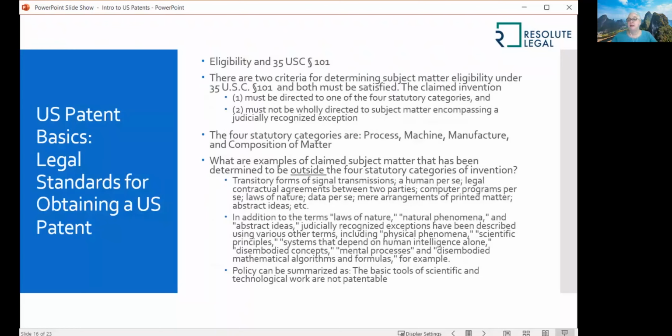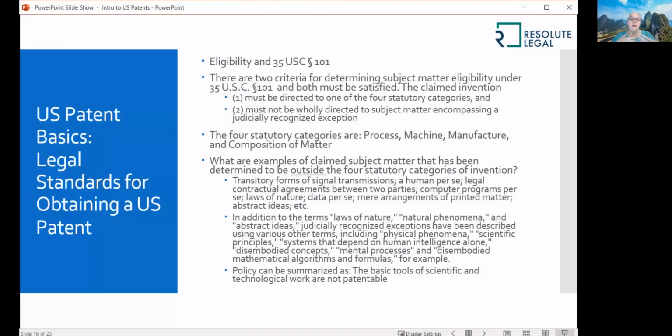There are two criteria for determining whether something is even eligible to receive a patent in the US. One is that it must be directed to a process, a machine, a manufacturer, or a composition of matter. And as I noted, there are current new technologies where it's not really clear whether or not they fit into one of those categories. And the other requirement is that it must not be directed to subject matter that a court has determined is not allowed.